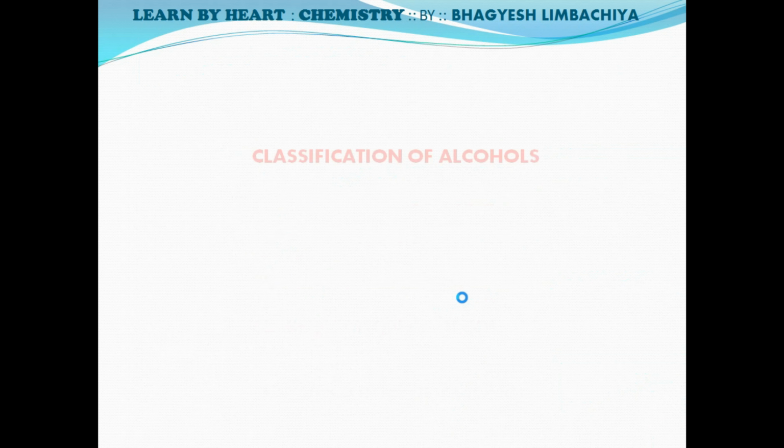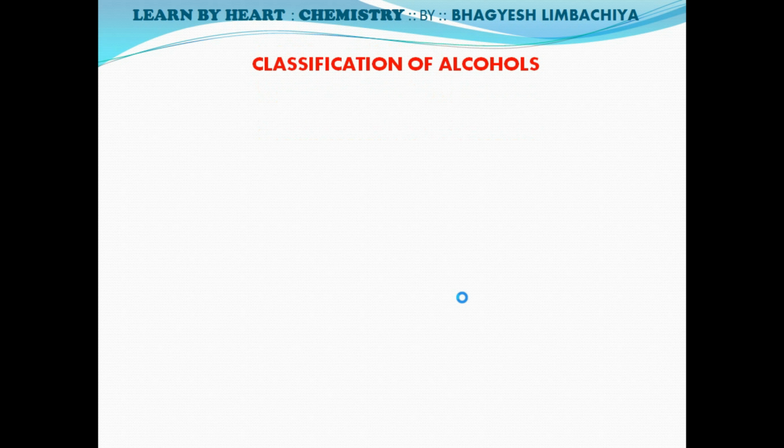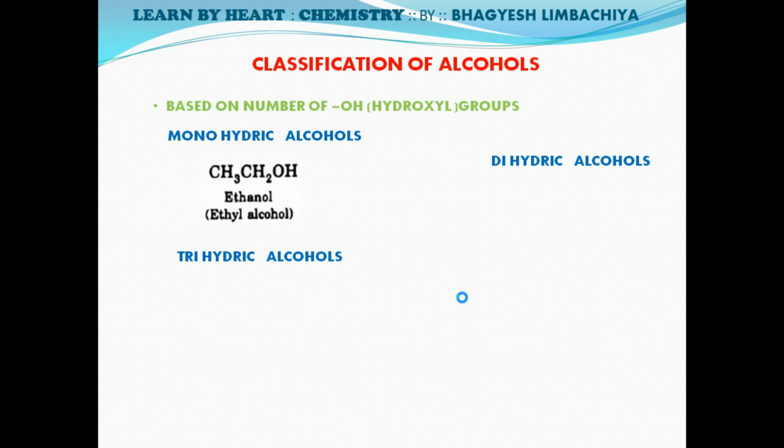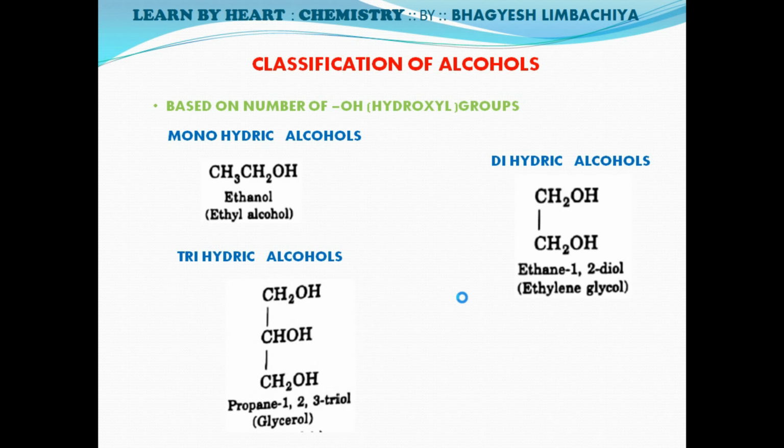Next, we are taking the classification of alcohols. First classification is based on the number of OH, that is hydroxyl groups. Number 1, monohydric. Number 2, dihydric. Number 3, trihydric alcohols. Monohydric alcohol means only one OH group is present in the compound. Second, dihydric means there are two OH groups, and the name of the substance is ethane 1,2-diol. Third is propane 1,2,3-triol. This is glycerol, and generally in cosmetics this glycerol is used.